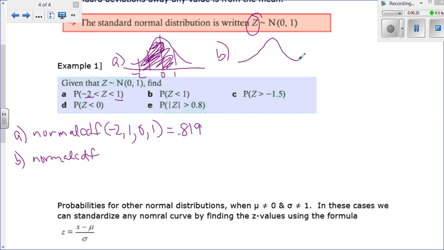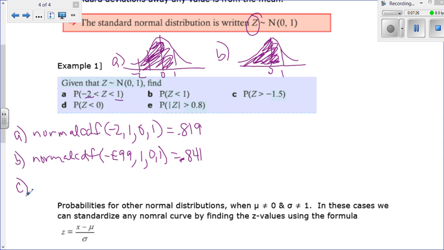And for B, this is 0, so this is 1. We're finding that area. So my lower bound, we don't actually have a value for that. Technically, it continues on forever. We put in -E99. That's what I type into the calculator. And that's just like telling it negative infinity. And then I use 1 because my upper bound is 1, and 0 and 1 for my mean and standard deviation. And when I do that, we have 0.841. And that makes sense because I have more than half of my curve, so therefore I should have more than 50%.